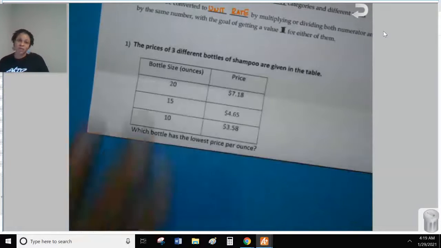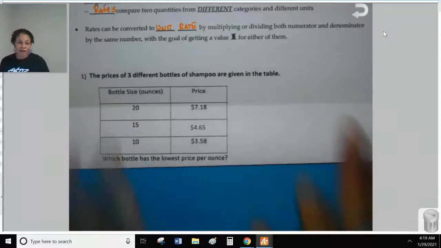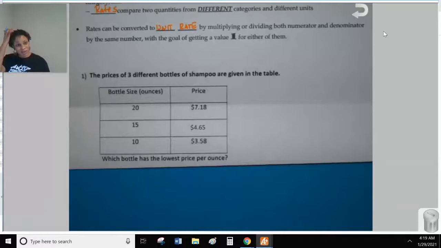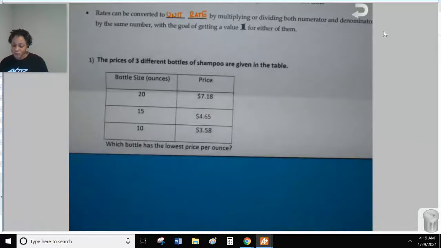Last but not least, we want to look at better buy, okay? Better buy takes a little bit of time to get it all set up and to get it all done, but it is worth it. It says the price of 3 different bottles of shampoo are given in the table. So we see a 20 ounce, a 15 ounce, a 10 ounce, and we see the prices. Which bottle has the lowest price per ounce? Remember, anytime we're talking about better buy, we're looking for the lowest price per ounce.